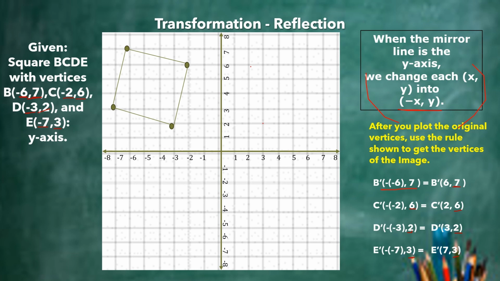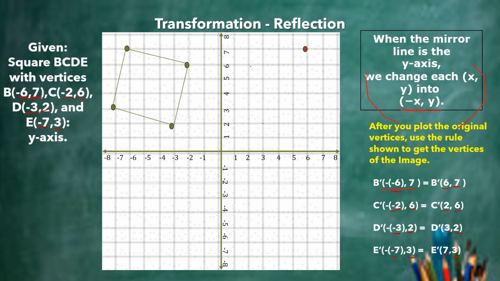So when I put in my x values, I have to make sure I don't forget to include my sign. We had -6, -2, -3, and -7. And as you know, a negative times this -6 is going to give us a +6. So that's how we develop this value. A negative times a -2 gives us a +2. And the negative of a -3 is a +3. And a negative of -7 is 7.